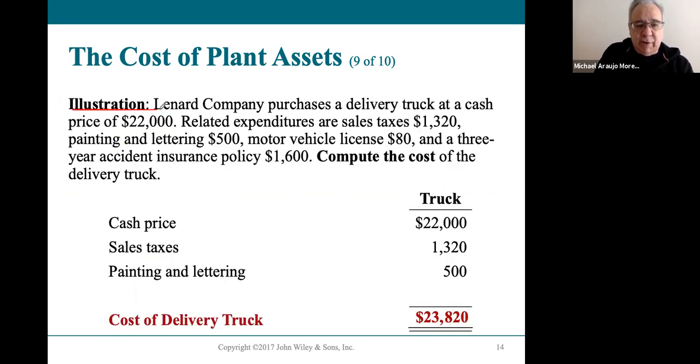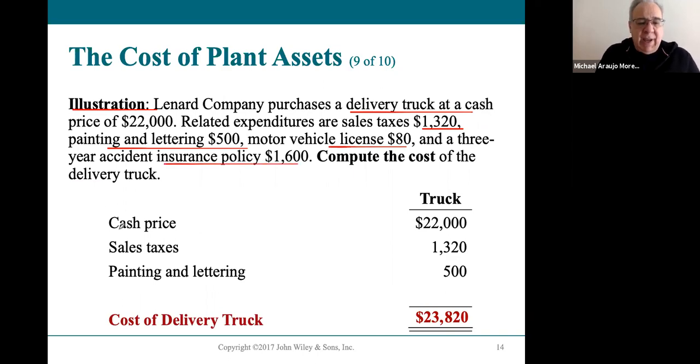So here's a great illustration about a company that buys a truck. They bought the truck for $22,000. Must be a pretty small truck. They have sales taxes on the truck of $1,320. They spent $500 to paint and letter it. They spent $80 on a motor vehicle license, and they bought insurance. So what's the actual cost of the truck?